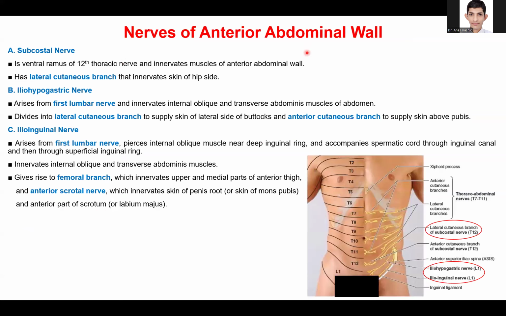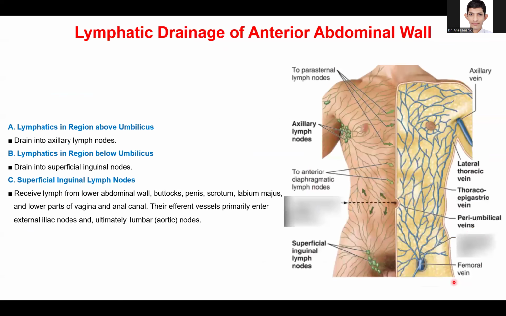Nerves of the anterior abdominal wall are subcostal nerve, iliohypogastric nerve, and ilioinguinal nerve. We can see here the lateral cutaneous branch of the subcostal nerve. Then we have the iliohypogastric nerve, and then we have the ilioinguinal nerve.